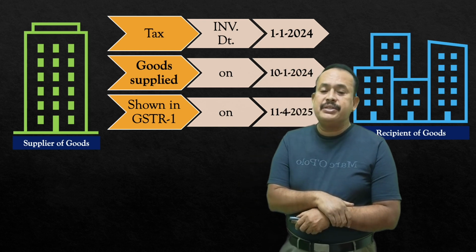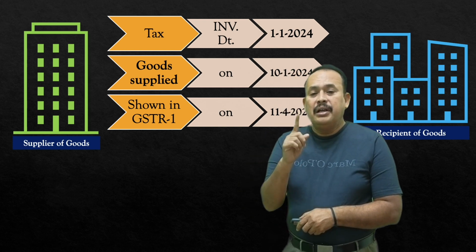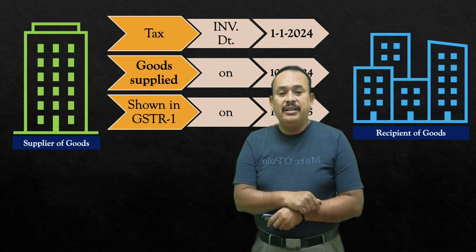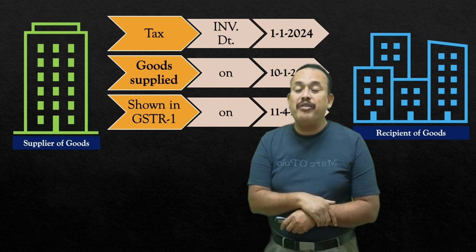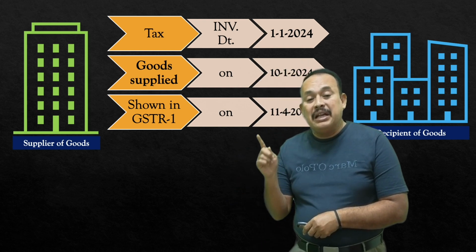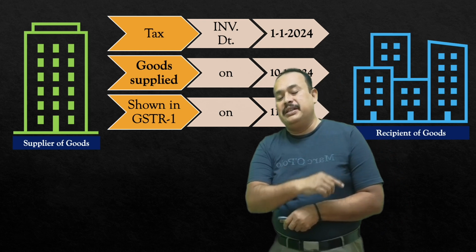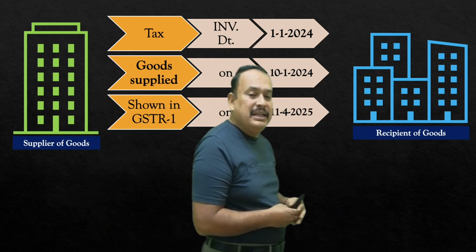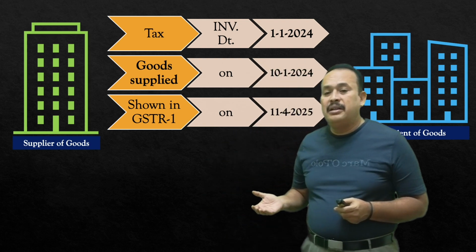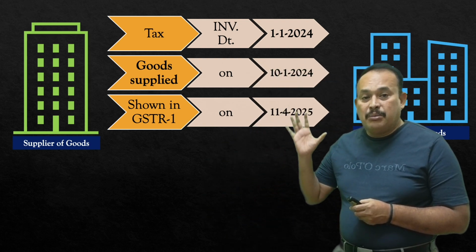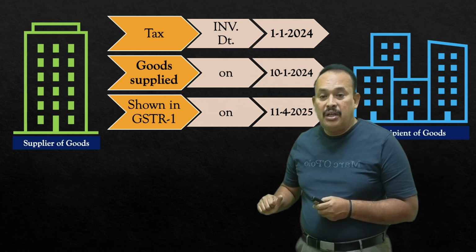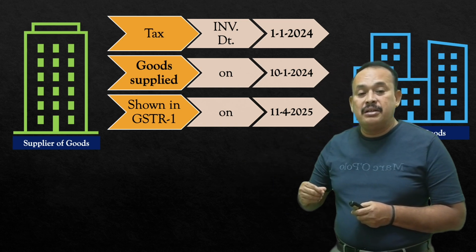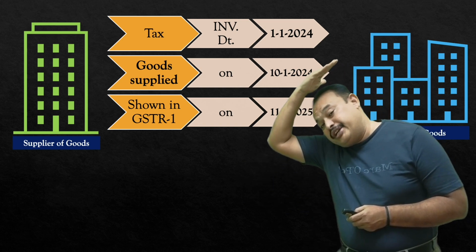In the given case, the GSTR 1 return for the tax period of January 2024 was submitted on 11th April 2025. See how long the delay was in submitting the GSTR 1 return by the supplier of the goods. For the month of January 2024, the supplier of the goods submitted the GSTR 1 return on 11th April 2025.